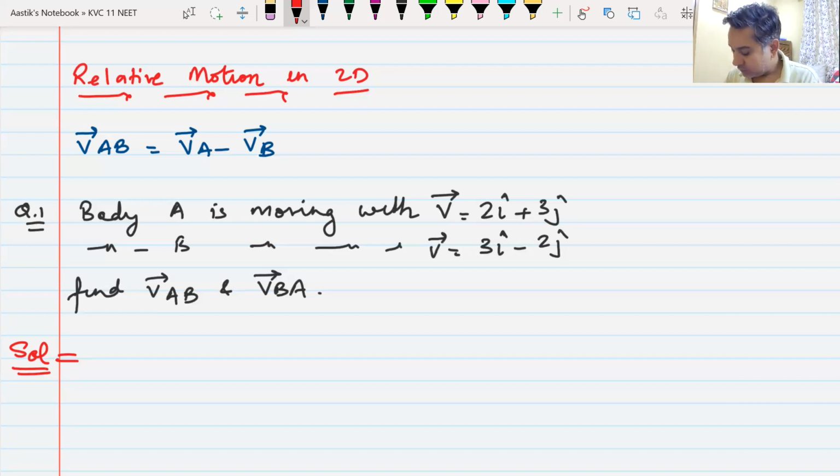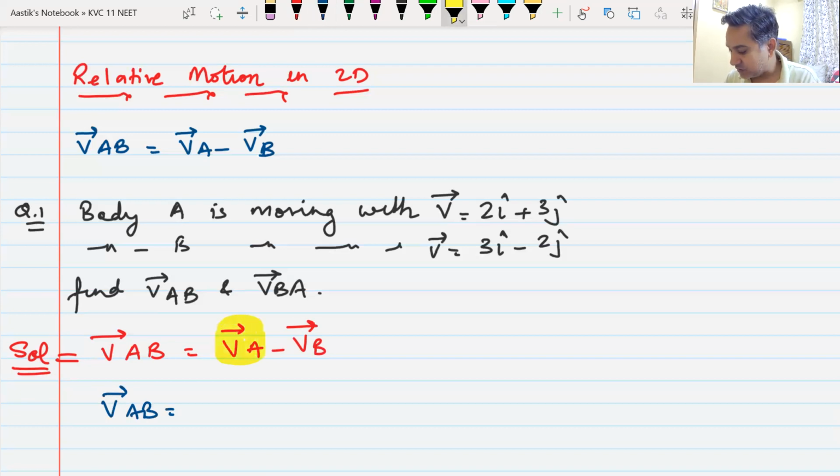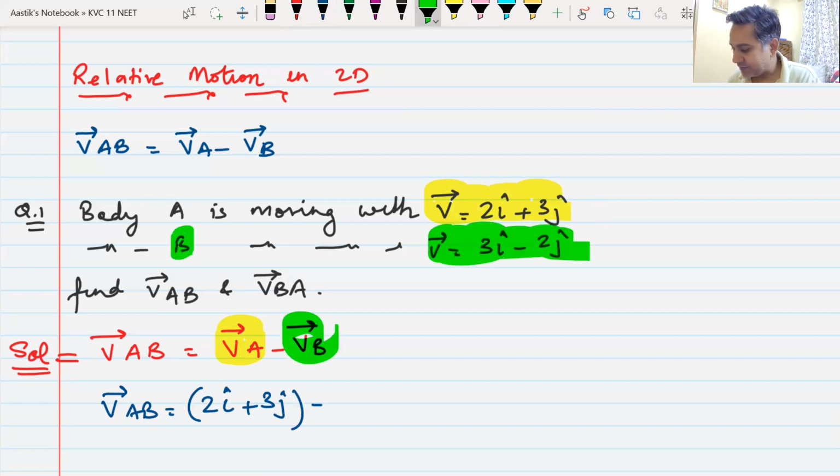Okay. So if we had to find the velocity of A with respect to B, what will you do? From A, you subtract the velocity of B. And that is what we are going to do. Velocity of A with respect to B. How much is the velocity of A given? It is 2i plus 3j, minus the velocity of B, which is given as 3i minus 2j.